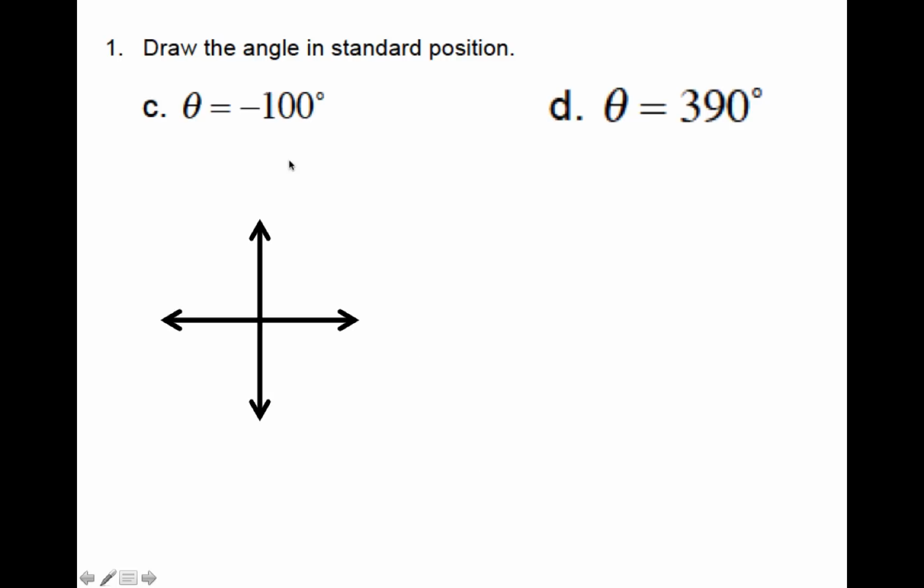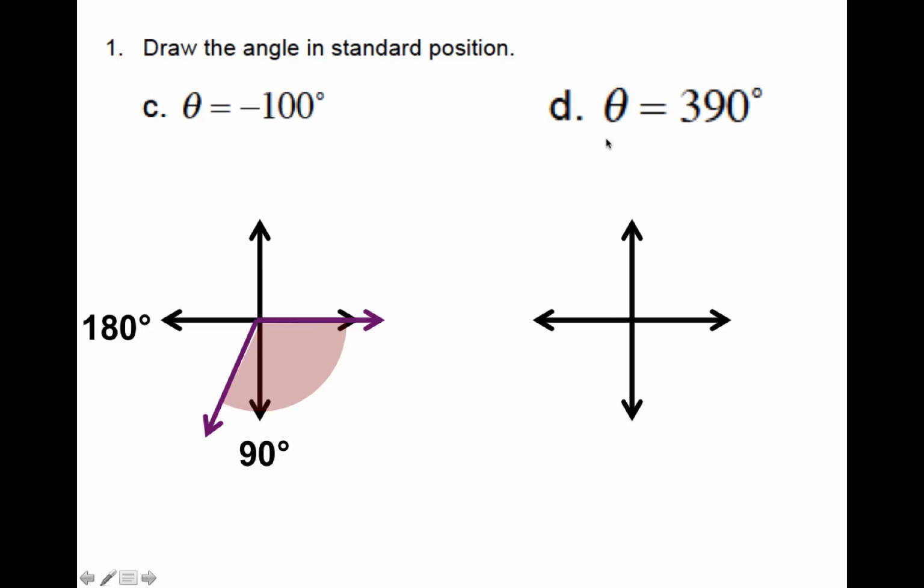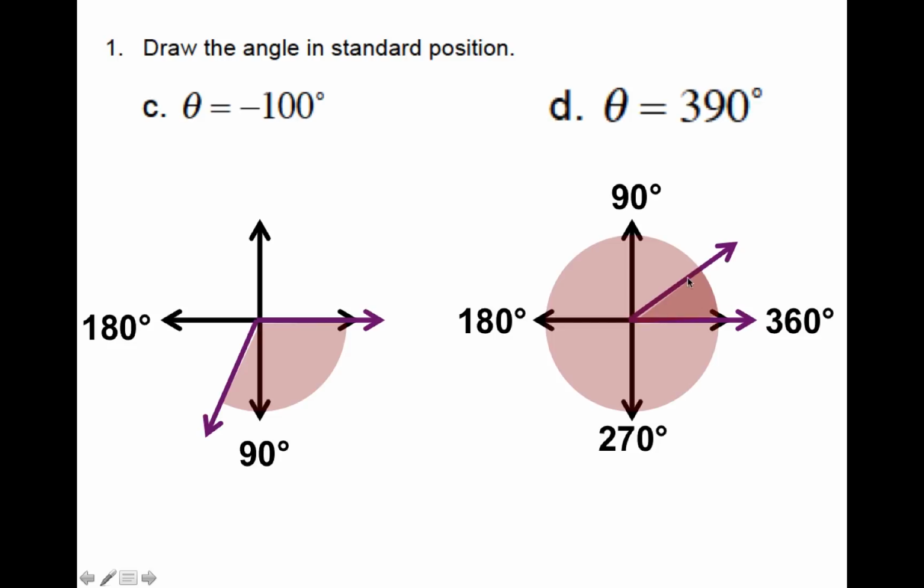Part C, going in the negative 100 direction. So this is still our starting point. We're rotating now clockwise. So this is 90. Notice 100 is a little bit more than 90, but less than 180, so it should be between here. And that's about 100 degrees in between. Part D, 390 degrees. We're going back counterclockwise, so starting at 0. We have 90, 180, 270, 360. Notice I have to keep going by another 30 degrees. 30 degrees is less than 90, so it's only going to be a little bit more. So our angle should be drawn in right there.